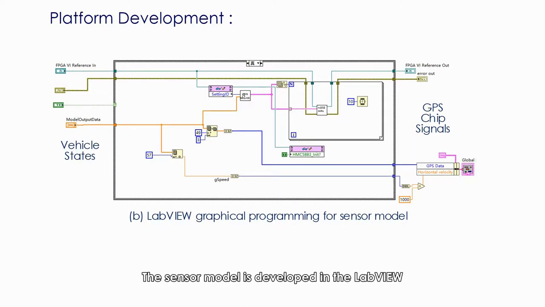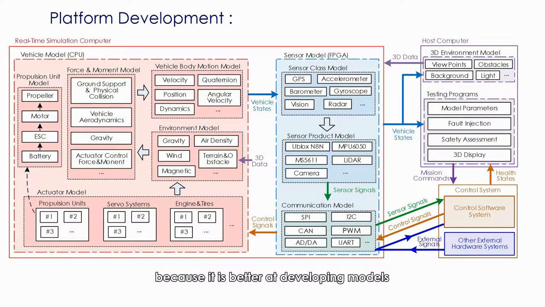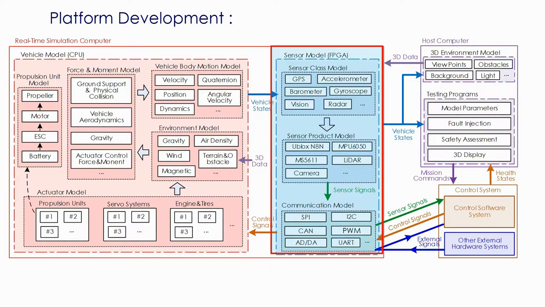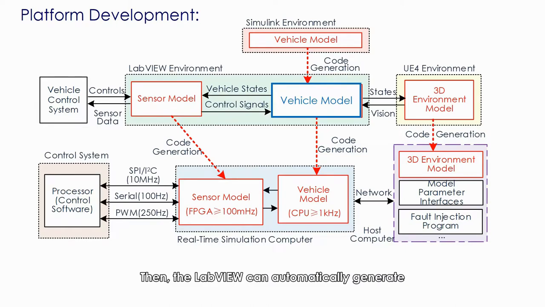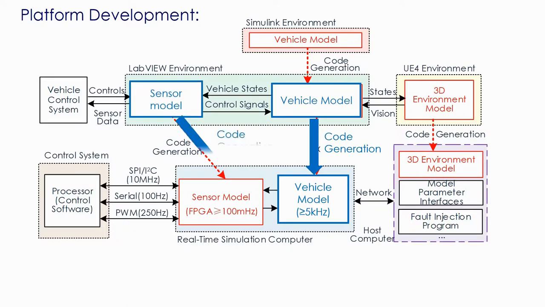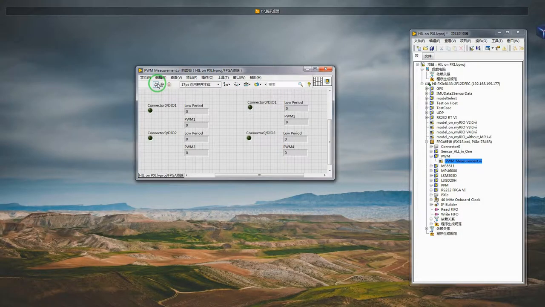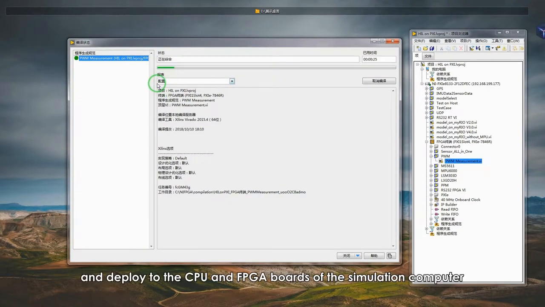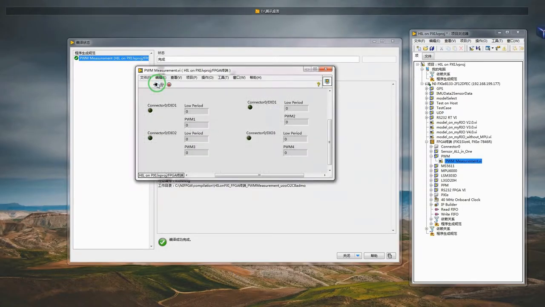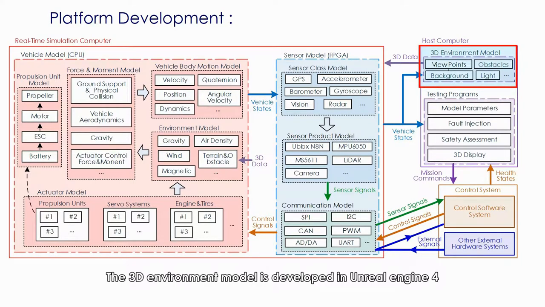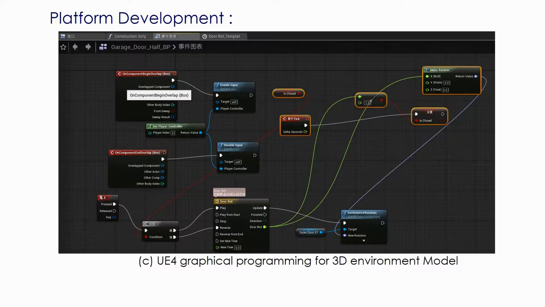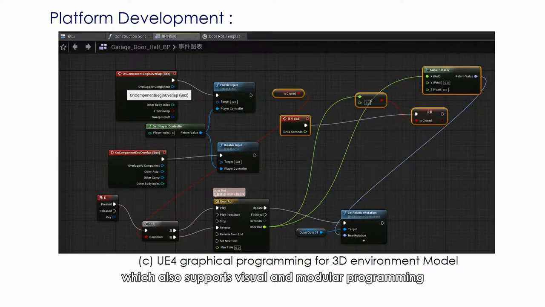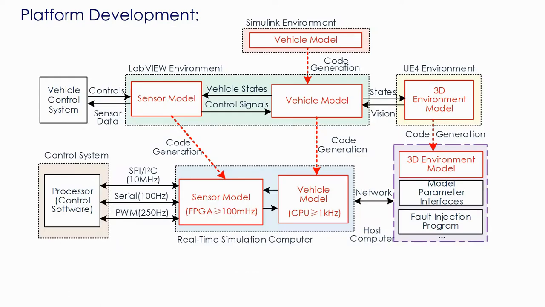The sensor model is developed in LabVIEW because it is better at developing models which are simpler but closer to the hardware. Then, LabVIEW can automatically generate the vehicle model and the sensor model into code, and deploy to the CPU and FPGA board of the simulation computer. The 3D environment model is developed in Unreal Engine 4, which also supports visual and modular programming.